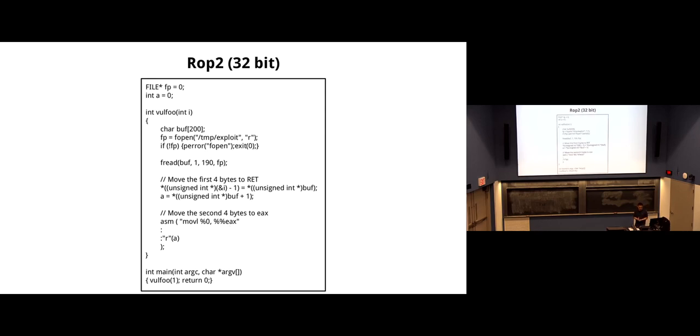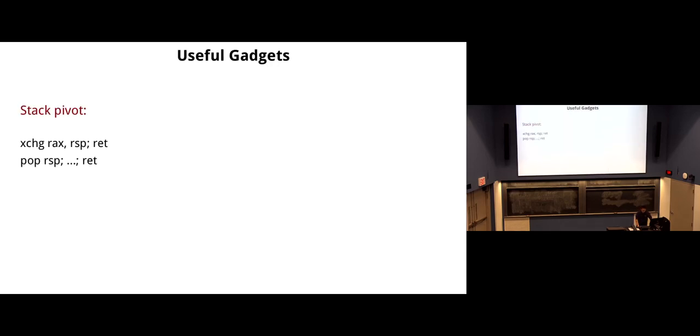So your job is to exploit this one, try to get the flag from this one. How you approach this is you need to use a special gadget, which is the stack pivot gadget. So basically, you're looking for the exchange instruction in the memory. It's an exchange EAX, 32-bit. So you're looking for EAX. It will exchange EAX with ESP. It will replace that, swap those two.